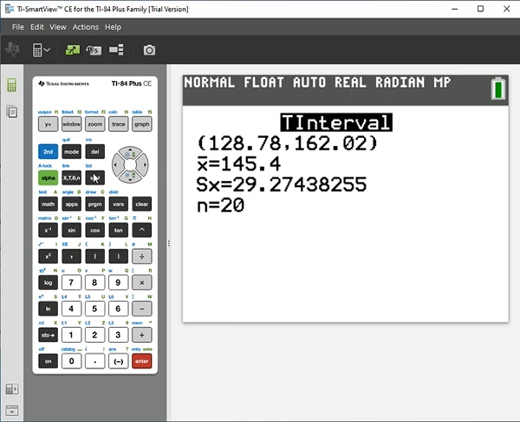So the true population mean for the IQ of famous people is somewhere between 128.8 and 162, with a 98% level of confidence.